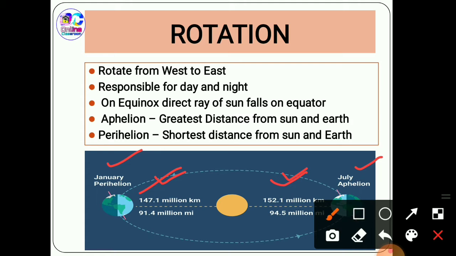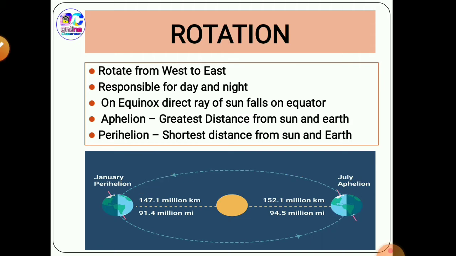Another important concept is the concept of equinox and solstice. This concept has been built on in the later PPTs. In short, what is the equinox? Equinox happens at the places which receive the direct rays of the sun. We already know that the place which receives direct rays of the sun is the equator. So on the equator we experience this equinox.